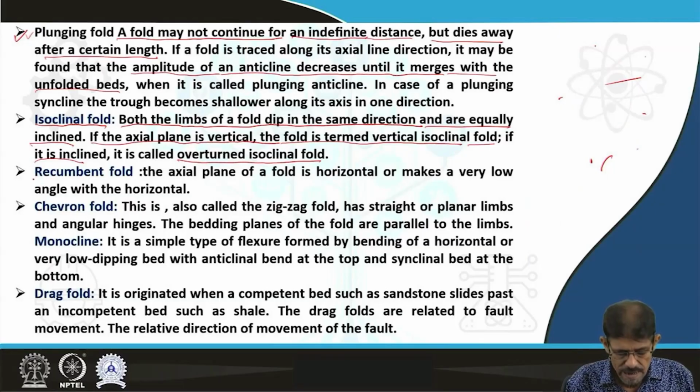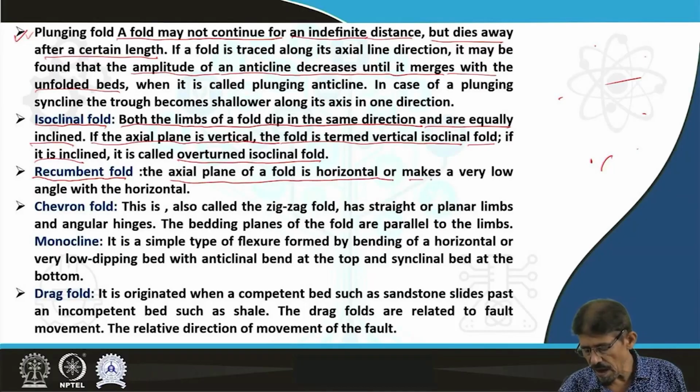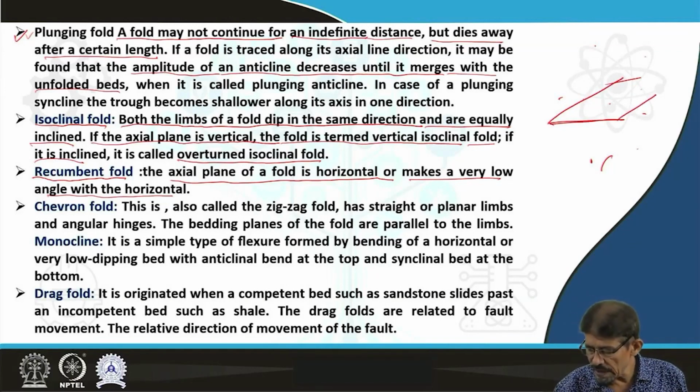Another type is the recumbent fold. Here you can see the axial plane of the fold is horizontal or makes a very low angle with the horizontal. Here the axial plane is horizontal, so the fold is like this.